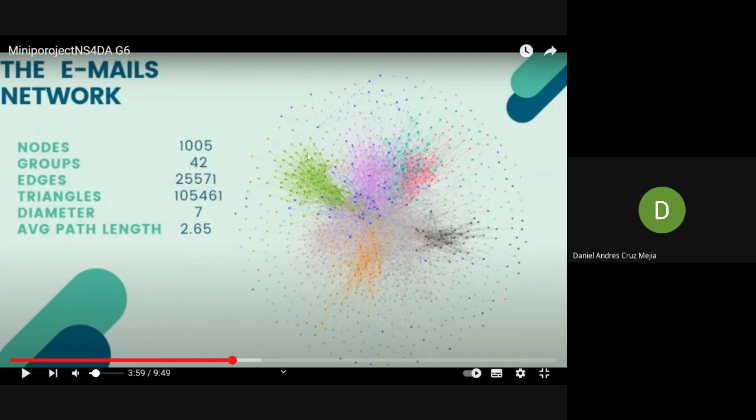And well, here in colors are the ones that are part of the biggest groups. The rest of them are all in gray.